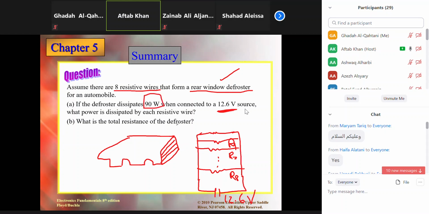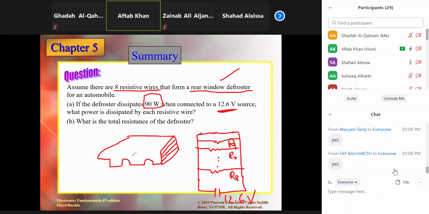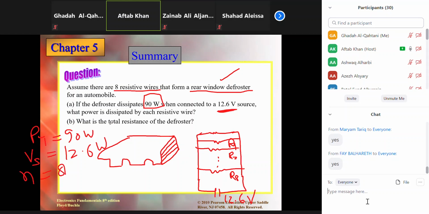Okay, and now if the defroster dissipates 90 watt, so the defroster is dissipating 90 watt. So which power is this? Is this the total power or the individual power? The total power. So you have given PT is equal to 90 watts. You have given VS, which is equal to 12.6 volts. And you have given anything else? 8 resistive wires, that is N is equal to 8 is given to you. So this is what is given to you.